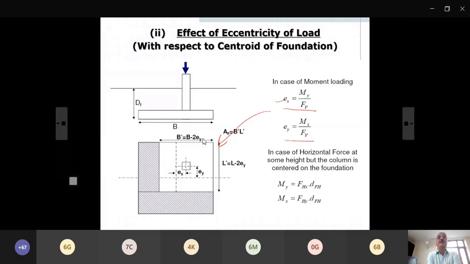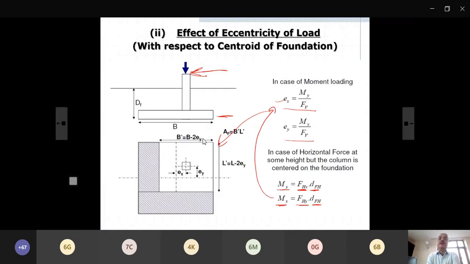The third thing that can cause eccentricity is the application of some horizontal load. Here on your footing, some horizontal load is being applied. Let us say that the horizontal force is Fhx or Fhy. So Fhx multiplied by the lever arm from the bottom of the footing will give you My, and if you apply the lever arm to Fhy, that will give you Mx.